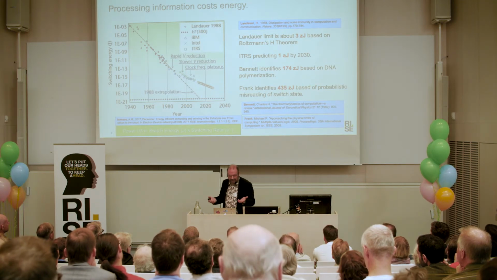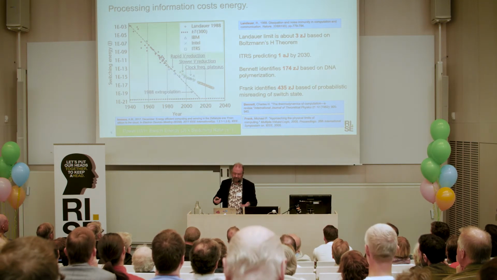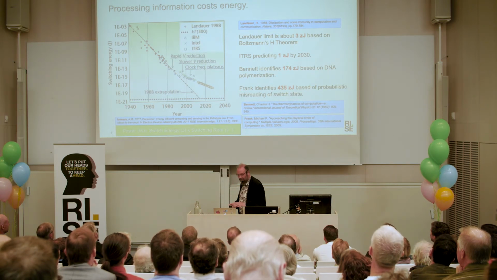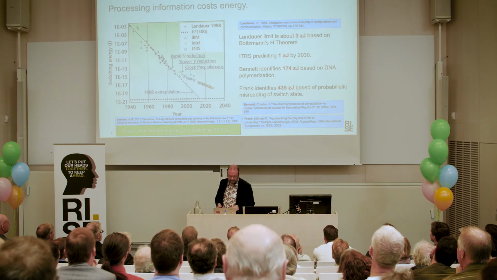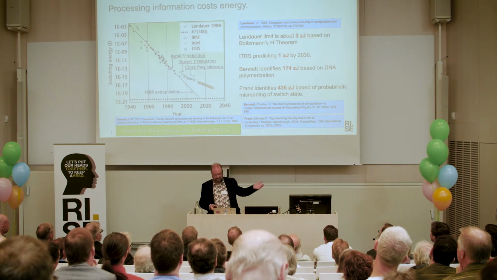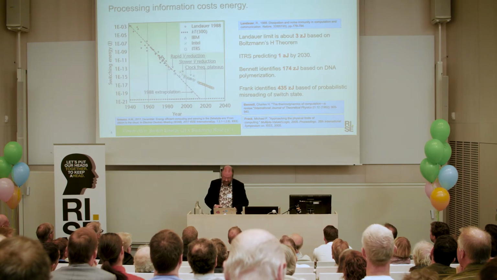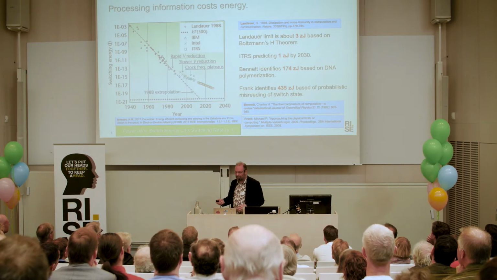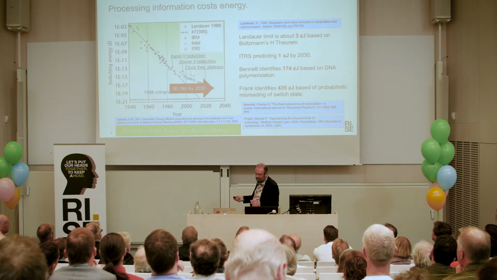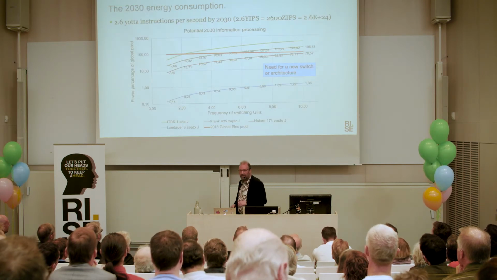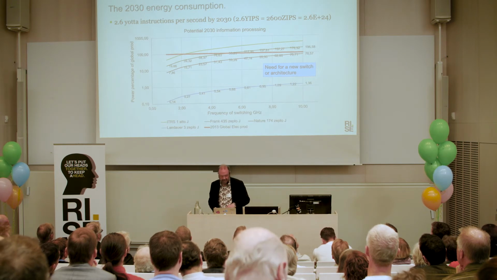Now we have a range of different limits. We have the ITRS saying 1 attojoule, which is 1,000 zeptojoules. We've got biology, we've got Frank, and we've got Lowndes. So it's 4 different limits. What if I took what that paper was saying in 2030 and tried to predict how much energy we'll be consuming in the future?